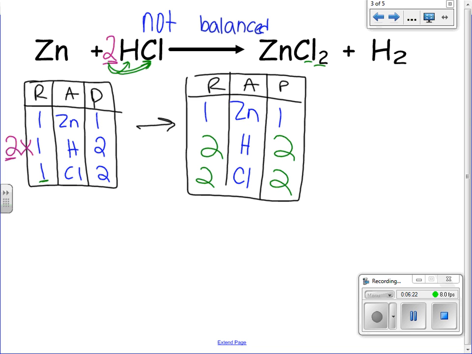And so now looking at this RAP table, we can see that our equation is in fact balanced. We have 2 hydrogen atoms in the reactants, 2 hydrogen atoms in the products, 2 chlorine atoms in the reactants, 2 chlorine atoms in the products, and then 1 zinc on both sides of our equation as well. So we have balanced this equation, and it is zinc plus 2HCl yields zinc chloride plus H2.